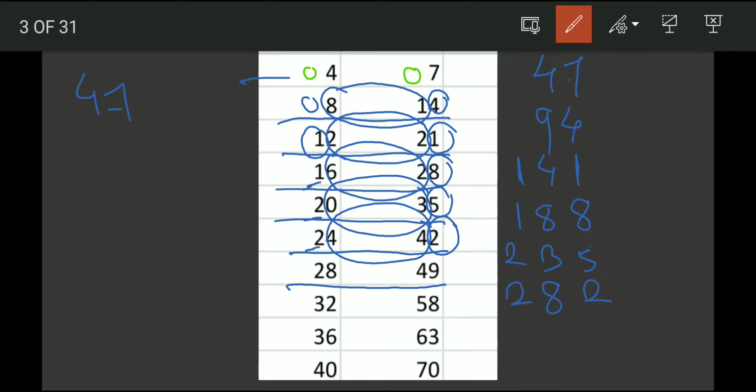Here also what do we do? We write 9 as it is. Now add these two digits. So 8 plus 4, 12. Now there is one carry over. Add this carry over to this number. So 2 plus 1, 3.